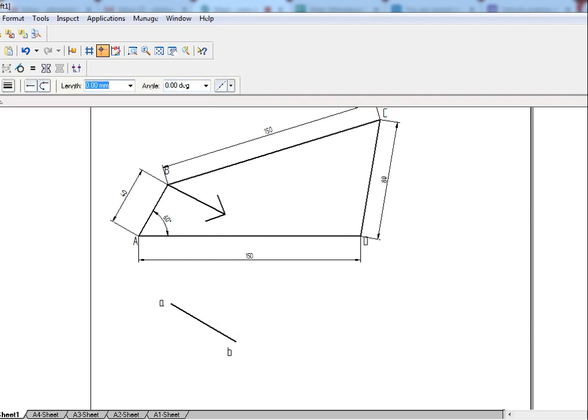So I'll take one suitable length. I will take one big length. Suppose I take 70. Okay, so this is perpendicular. I will move this also. So I have just drawn a construction line. I don't know the length.